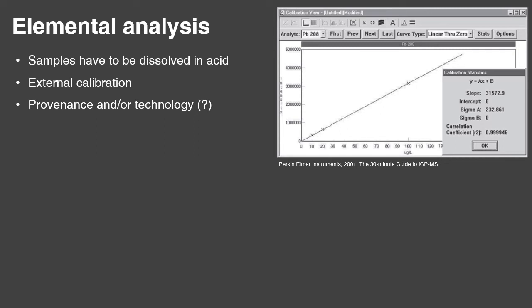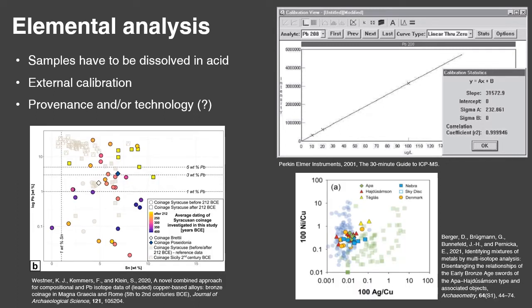Elemental signatures can be related to both provenance and technology. In the example diagram on the right, compositional data of source diagnostic elements silver and nickel in bronze objects are compared to data of ores from potential copper sources in Austria and Slovakia to support provenance hypothesis.